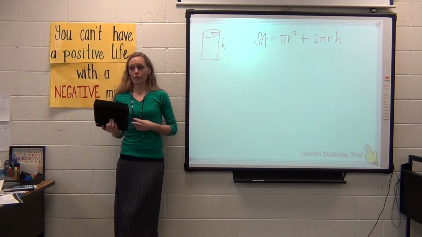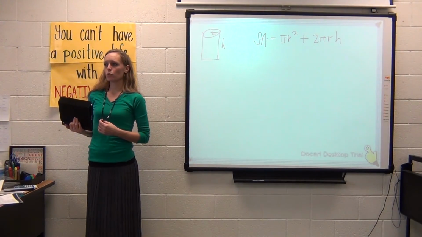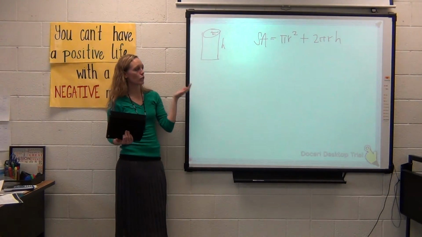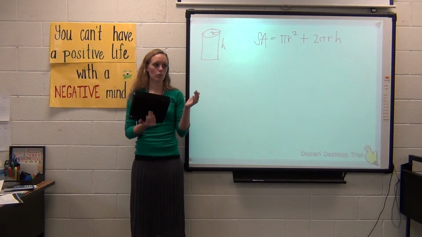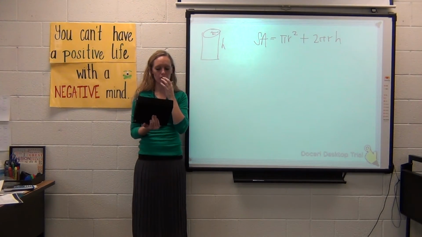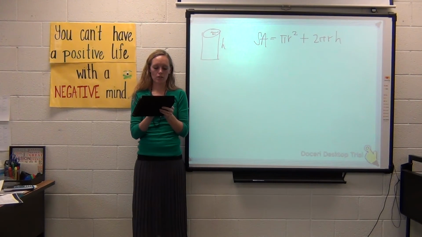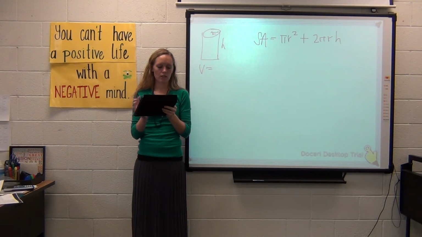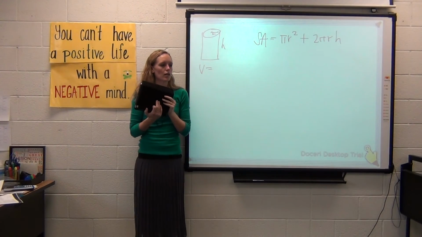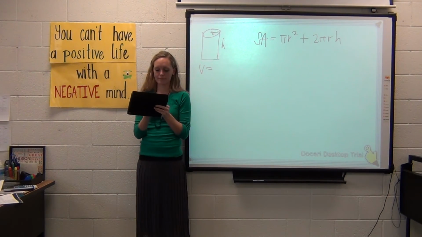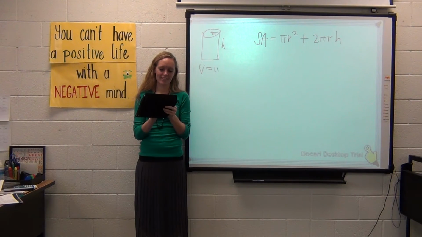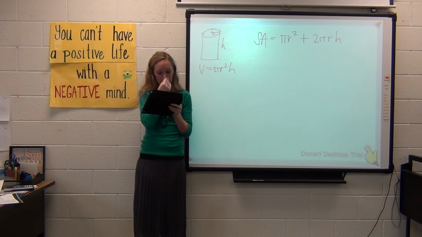Fourth step is to write the formula in terms of one variable. What do we need in order to write this in terms of one variable? We need other information that's been given to us. And what information has been given to us? Volume. How do I find the volume of a cylinder? Pi r squared height.